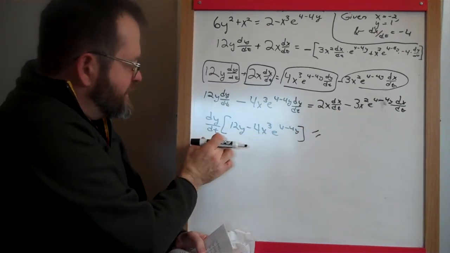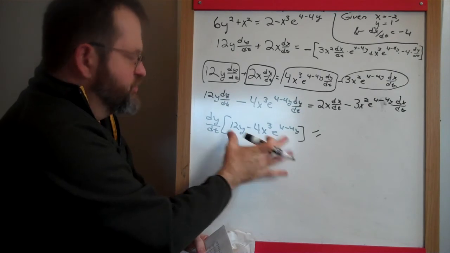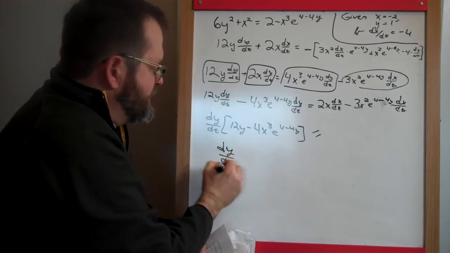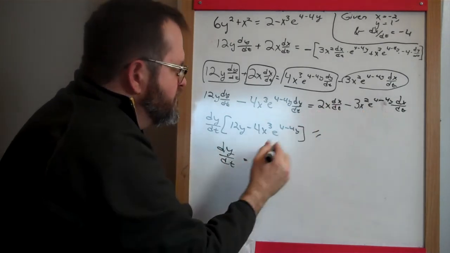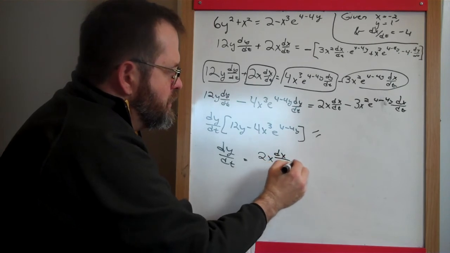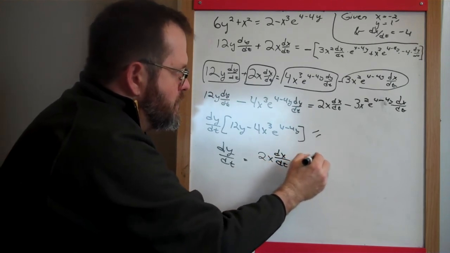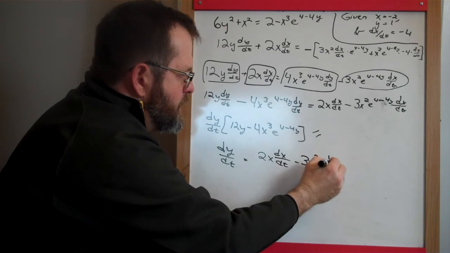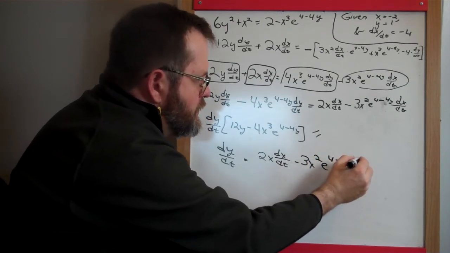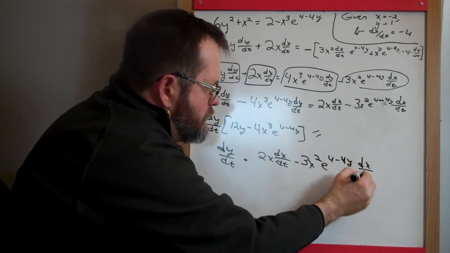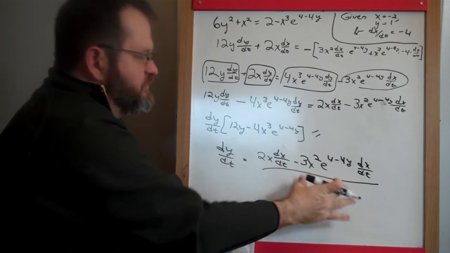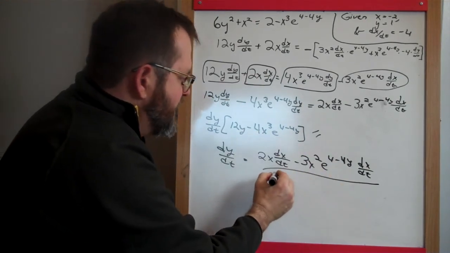All right, and then to get dy/dt, let's just divide this thing in the square brackets over to the other side. dy/dt equals, what we had before will be the numerator, all over what this term here that was in the square brackets. We're going to divide it through to the other side.